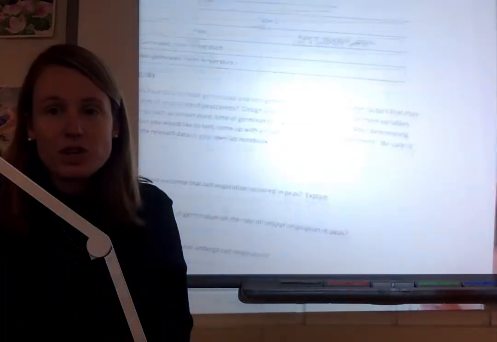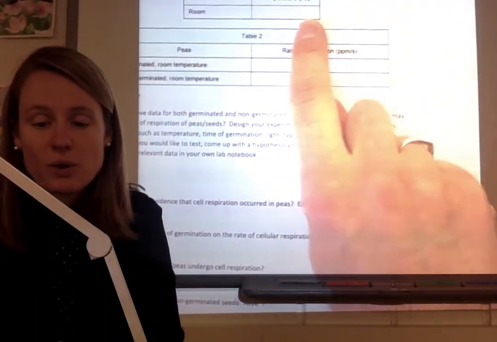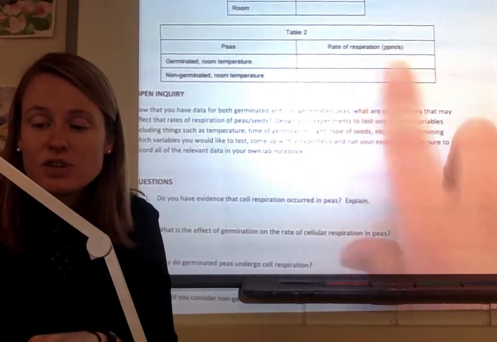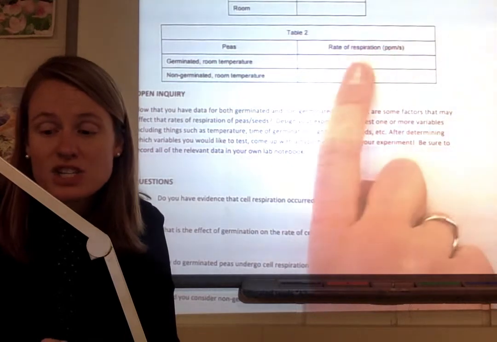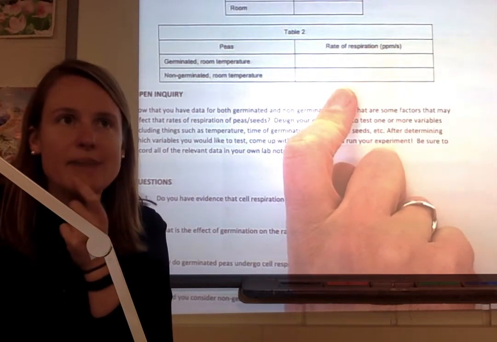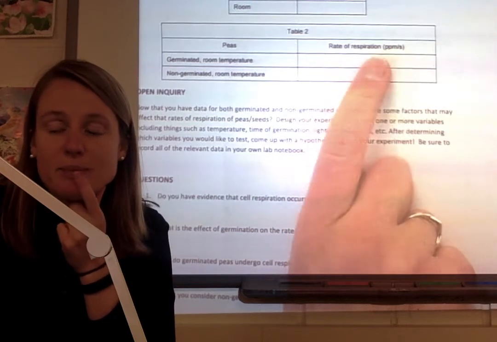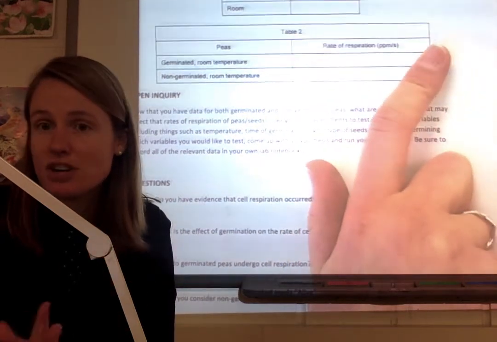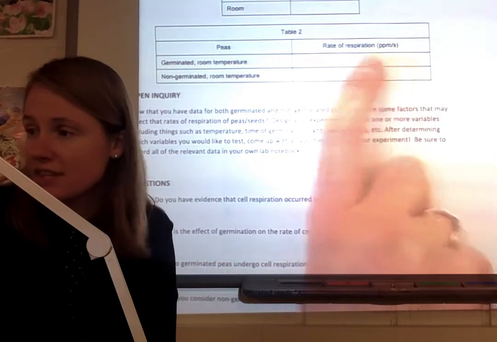I'm still flipping through. You'll see that there's a place where we're going to record temperature. There's a place for you to record the rate of respiration. How am I going to get that rate? Rate would be change over time. Okay. Parts per million per second. I think that's what you're going to be measuring, and that's what the units are listed here.